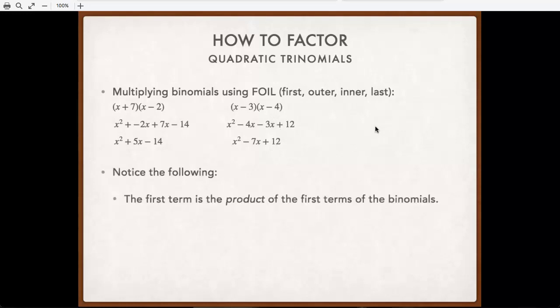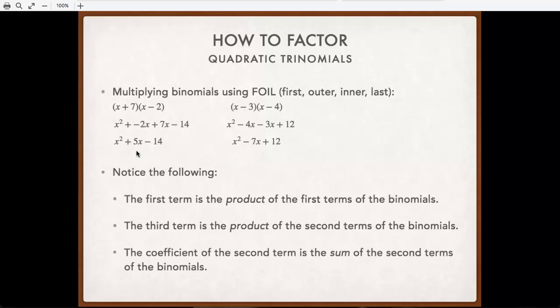A couple of things that we should notice here. This first term is the product of the first two terms of the binomials. So x and x give us x squared. X and x give us x squared. Also, the third term, this one here, is the product of the second terms of the binomials. So this negative 14 here is 7 times negative 2. This positive 12 is negative 3 times negative 4.